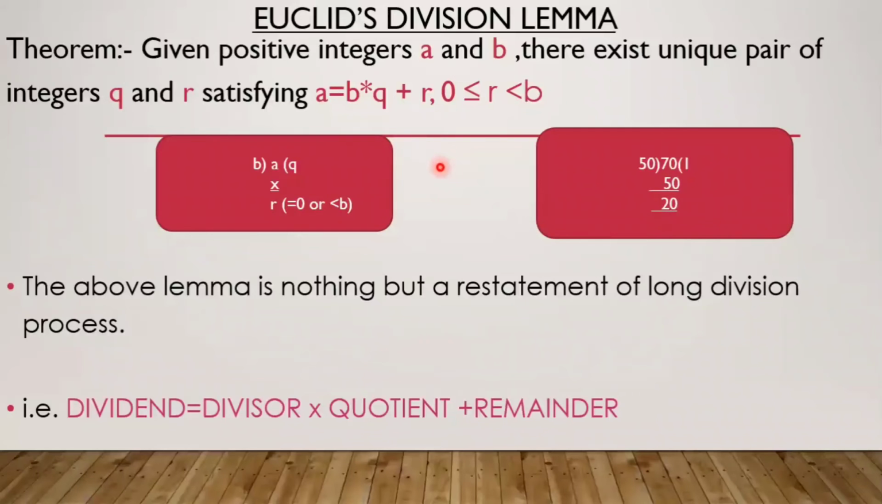So this lemma is nothing but a restatement of the long division process. That is, dividend equals divisor into quotient plus remainder. So the dividend a equals divisor b into q, the quotient, plus remainder r. So it is the theorem of Euclid's division lemma.